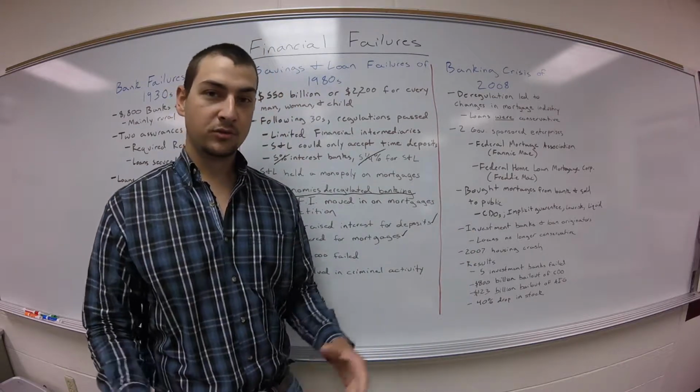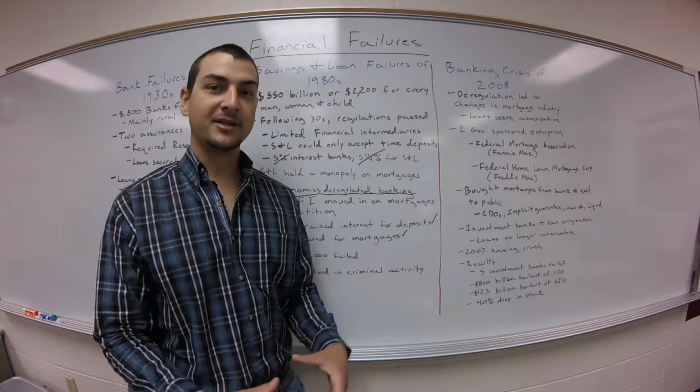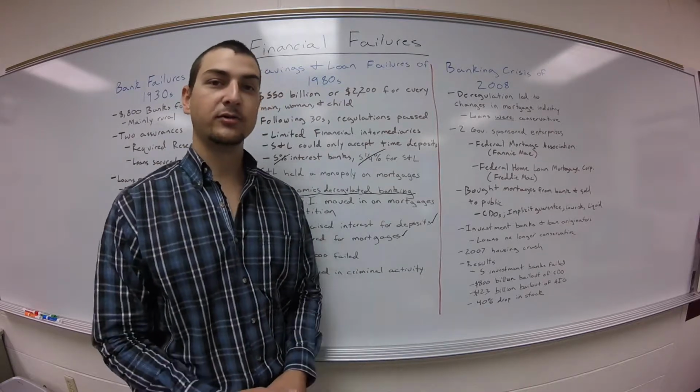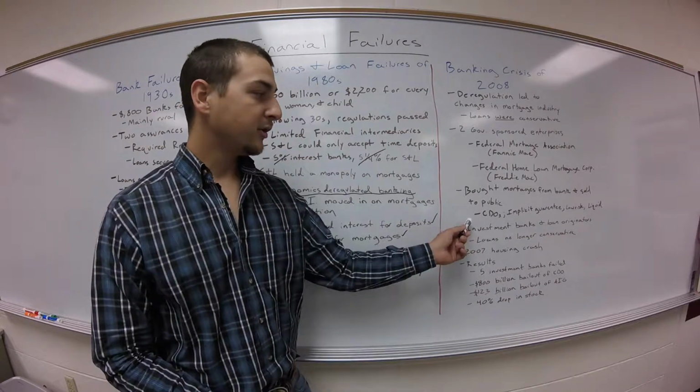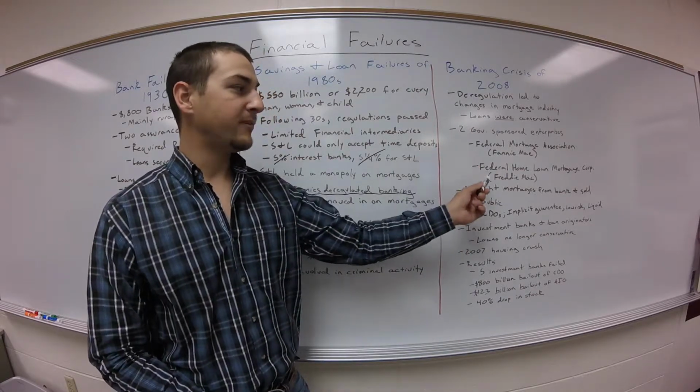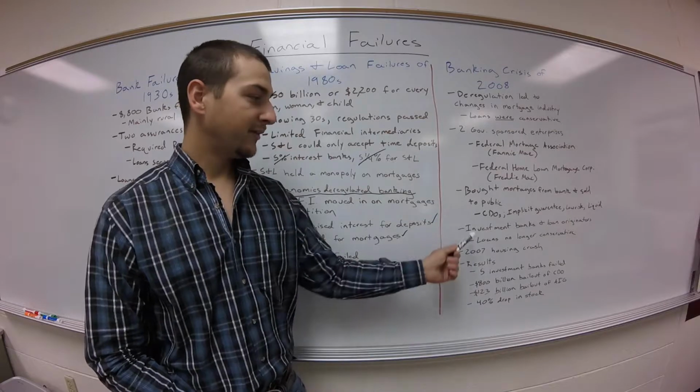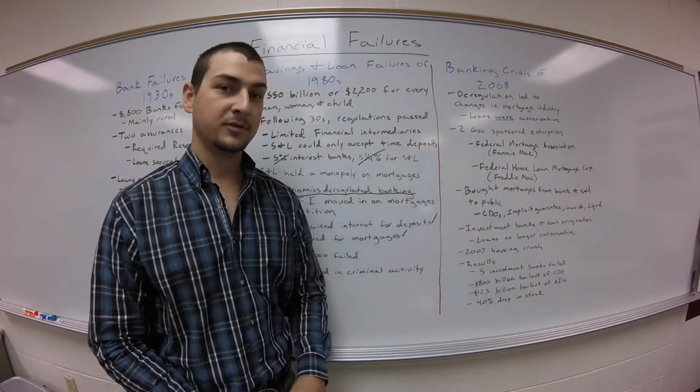They got into consolidating debt, buying mortgages, creating their own CDOs, and selling them to the public. As a result, they created competition with Fannie Mae and Freddie Mac. So now we had these investment banks competing with these two.